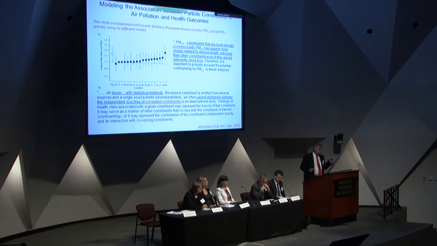Another significant finding was going back and looking at the issue of statistics. And I bring you back to that word because a constituent is emitted from several sources and a single source emits several pollutants. We cannot distinguish between the independent toxicity of correlated components in an observational study. Findings on health risk associated with a given constituent may represent the toxicity of that compound. It may serve as a marker of other compounds that co-vary with the constituent of interest, or it may represent the combination of the independent toxicity and interaction of co-varying constituents.